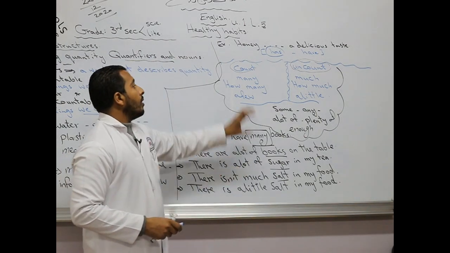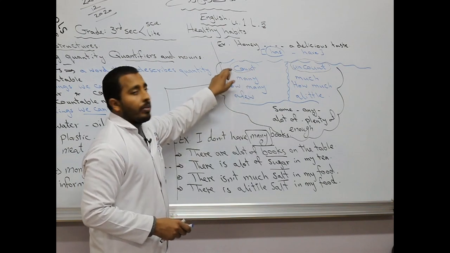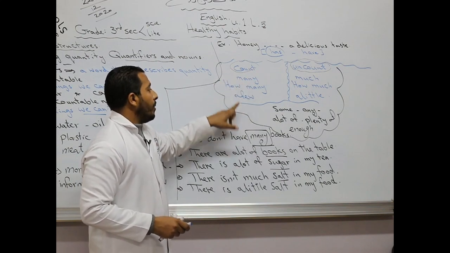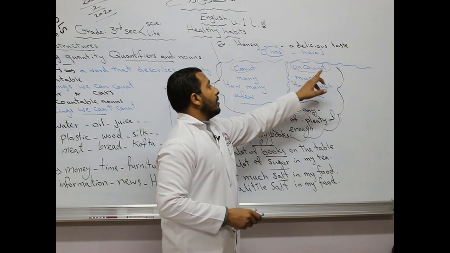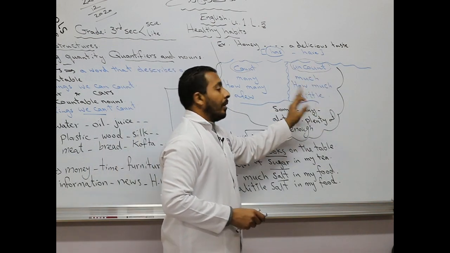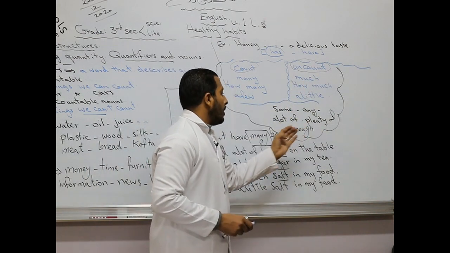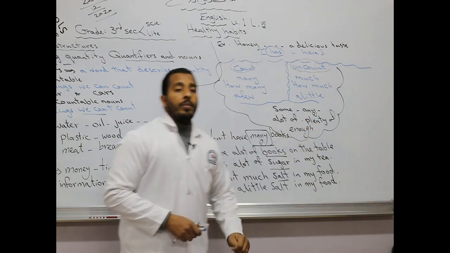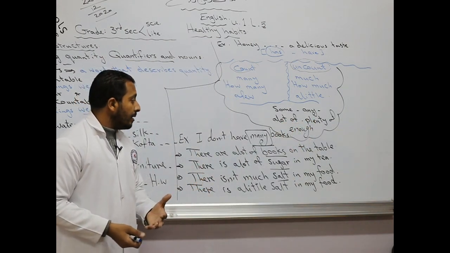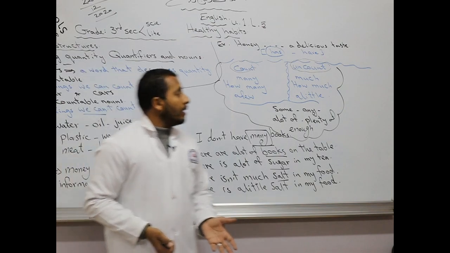Let's concentrate more on these words. With countable nouns, we can use many, how many, a few. With uncountable nouns, we can use much, how much, a little. But some, any, a lot of, plenty of, enough can be used for both countable and uncountable. Okay?